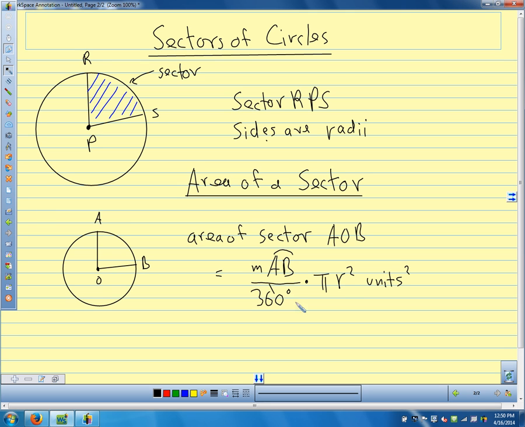And this angle measure of the arc divided by 360 is the same fraction that we use to figure out the arc length. This tells us how much of the circle that sector takes up. So we look at the measure of the central angle, or the measure of the arc, divide that by 360, and multiply that by the entire area. Make sure you have that formula in your graphic organizer.